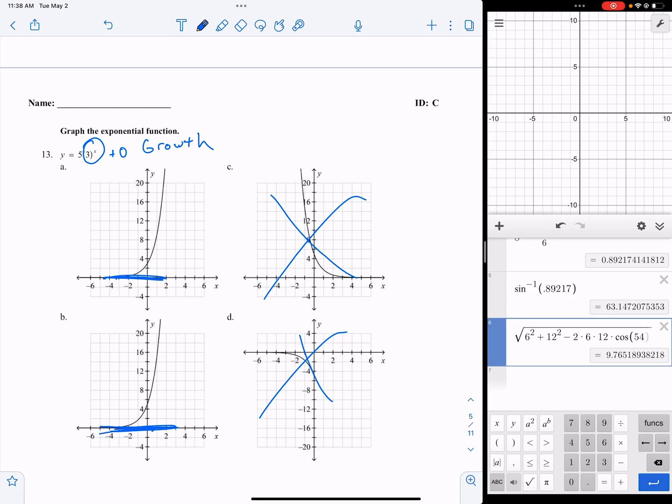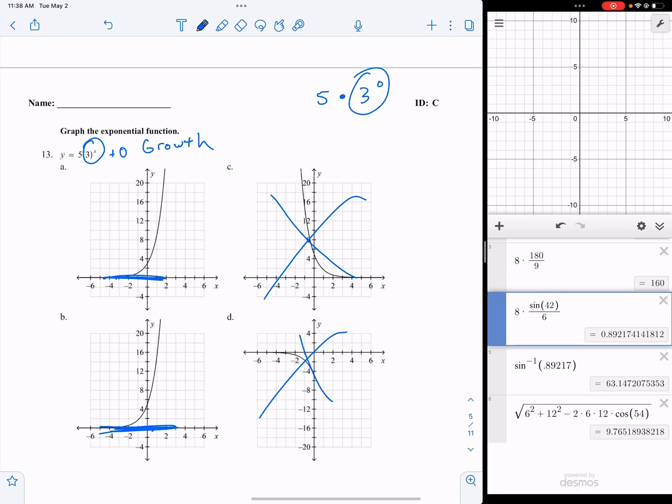The y-intercept is where x is 0. So 5 times 3 to the 0. Anything to the 0 is 1. So 5 times 1 is 5. This here in A is like 3. This here is 5. So here's your answer.